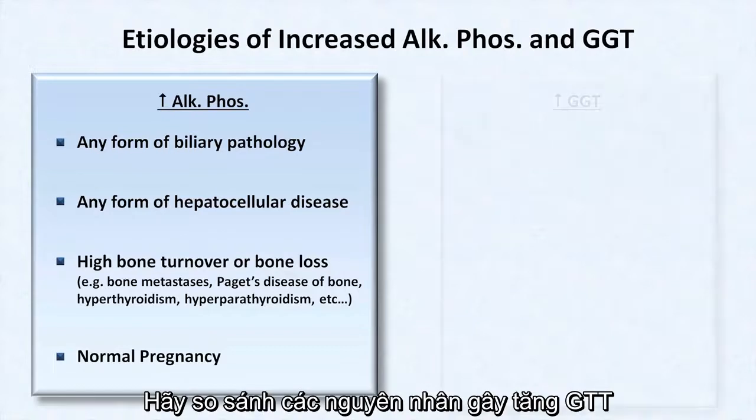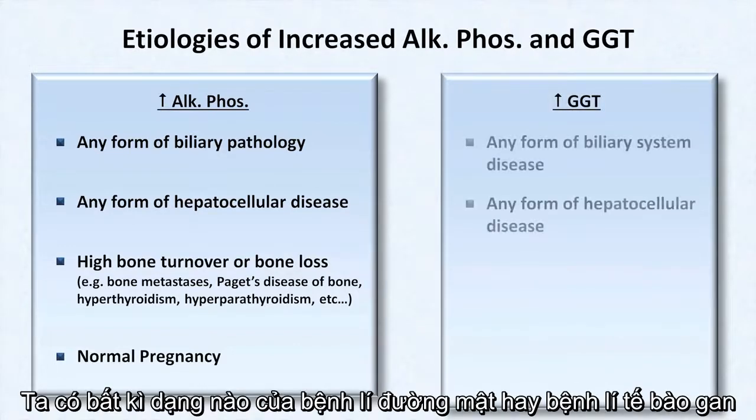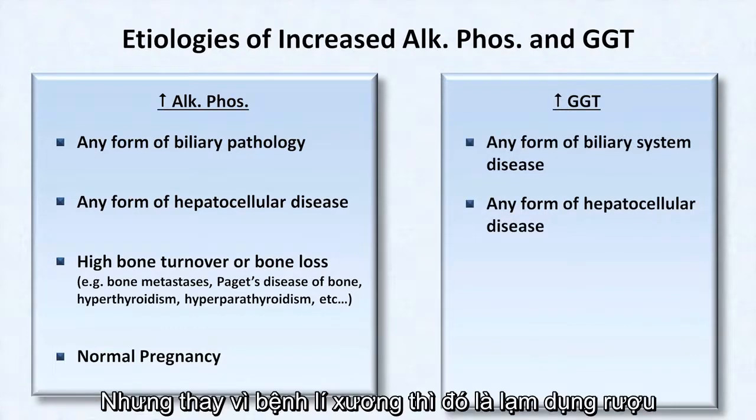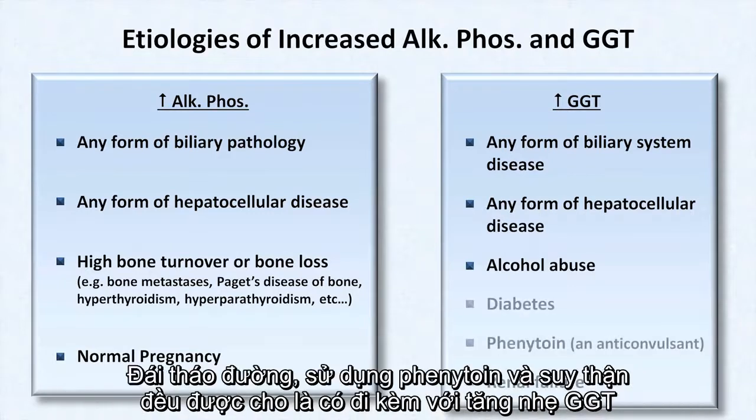Let's compare that to causes of an elevated GGT. So we have any form of biliary disease or hepatocellular disease, but instead of bone problems, there is alcohol abuse. Also, although I have never seen a situation in which this becomes relevant, diabetes, phenytoin use, and renal failure are all also reported to be associated with mildly elevated GGT levels.